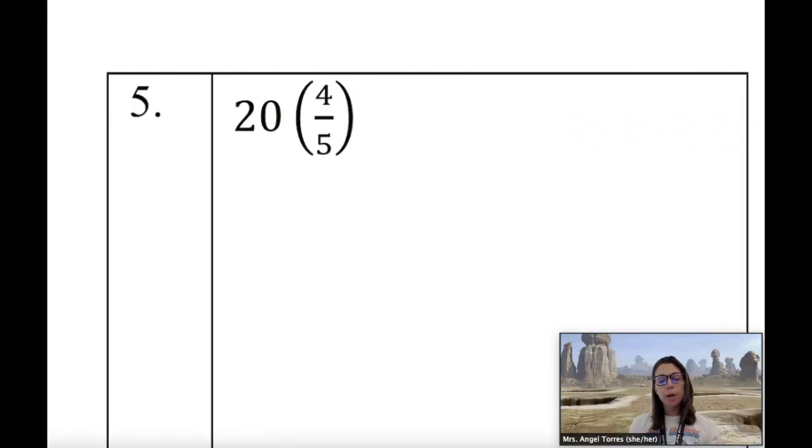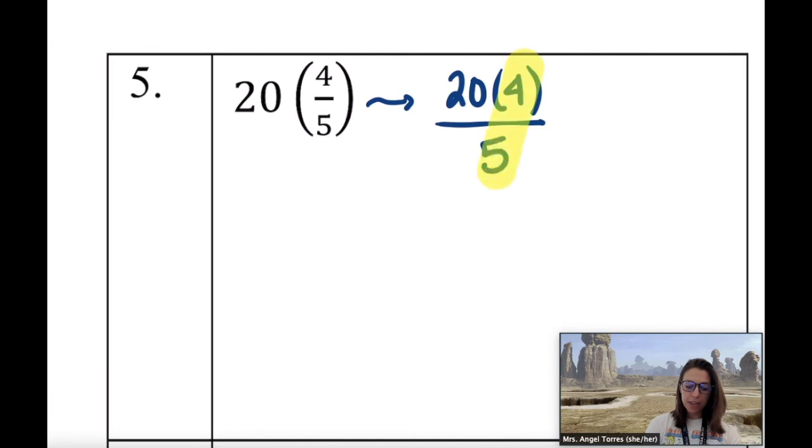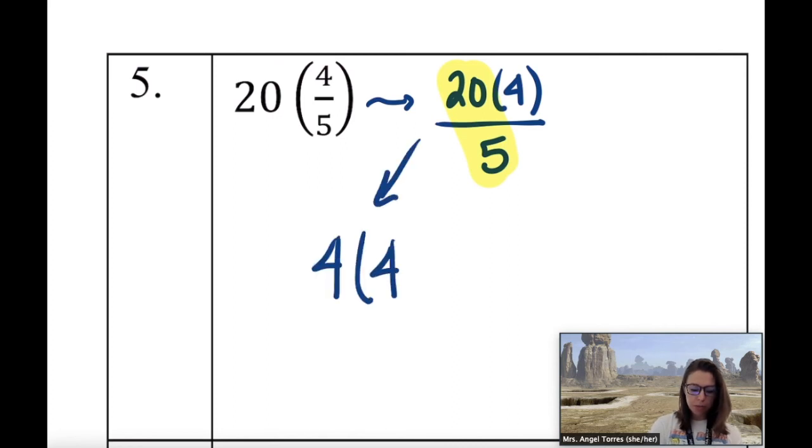Let's take a look at number 5. Step 1, move that multiplication into the numerator. 20 times 4 divided by 5. What part is the quotient here? Well, we can't divide 4 by 5 evenly, but we can divide 20 by 5. 20 divided by 5 is 4. So this becomes 4 times 4.